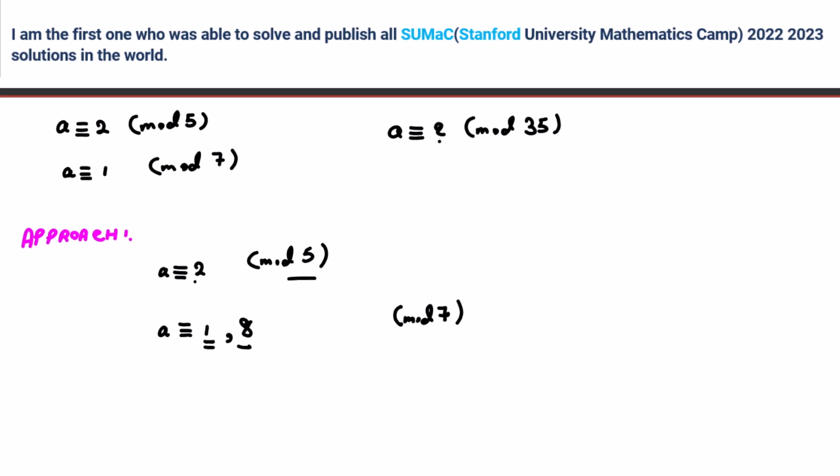8 mod 5 is what? Is 3, not 2. So let's continue. 7 plus 8, 15. 15 mod 5 is 0. Let's continue. In at most 5 steps, you will reach these two. 7 plus 15, 22. 22 works for both of them. So A is 22 mod 35. Understood?